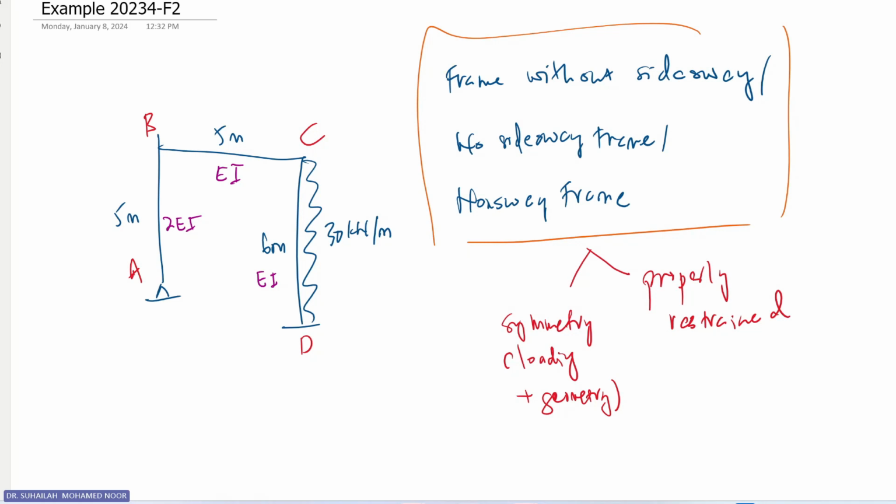So this frame is unsymmetry. It is a side sway frame, and in this frame there is a combination of external loading and delta, side sway. So we have to have two tables. Table number 1, FEM due to external loading only. Table number 2, it is FEM due to side sway only.